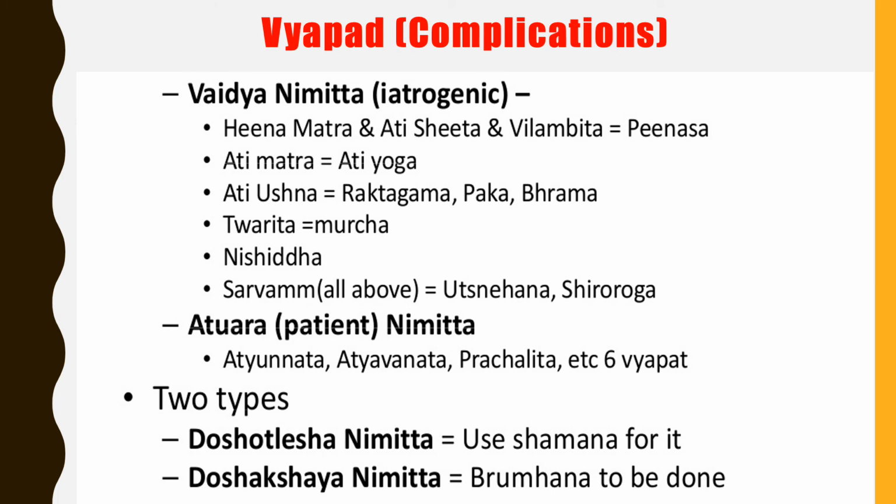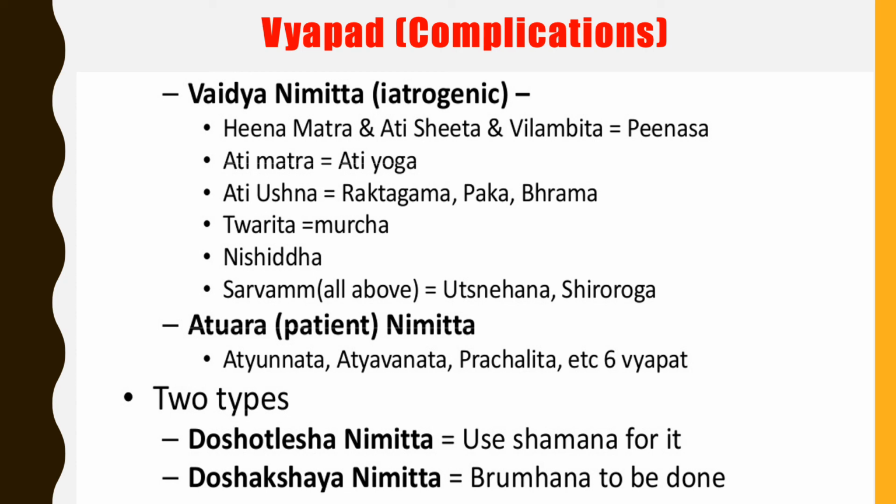Now Vyapad or complications if Nasya Karma is not performed as per guidelines. There are two types of Vyapad. First one is Vaidyanimitta, second one is Aturanimitta. In Vaidyanimitta, or those caused by the physician, the first is Heen Matra or Atisita Vilambita. The probable complication is vitiation.